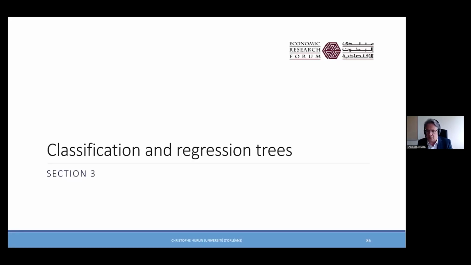Yesterday we have learned many general things about machine learning in general, so the basic definitions and the general principles of the implementation of a machine learning algorithm. And today we now start by detailing some specific algorithms. One of the most basic machine learning algorithms for classification and regression is a regression tree.